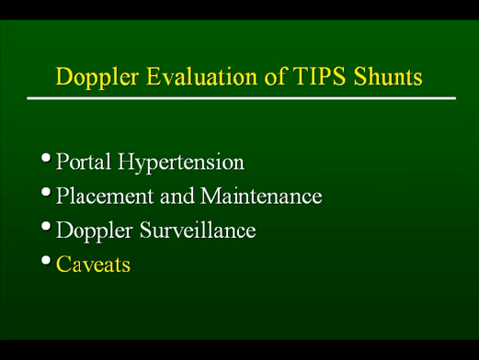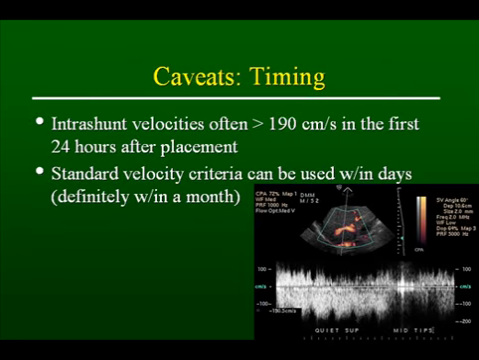And finally, I'm going to talk about some pitfalls that you might see in the performance of Doppler of TIPS shunts. First of all, remember that in the first few days after a shunt is placed, you can get very abnormal hemodynamics and wildly abnormal indices. This will settle as the hemodynamics of the liver start to settle. So don't overinterpret abnormalities within the first days, and in particular, you often get intrashunt velocities that are quite high.